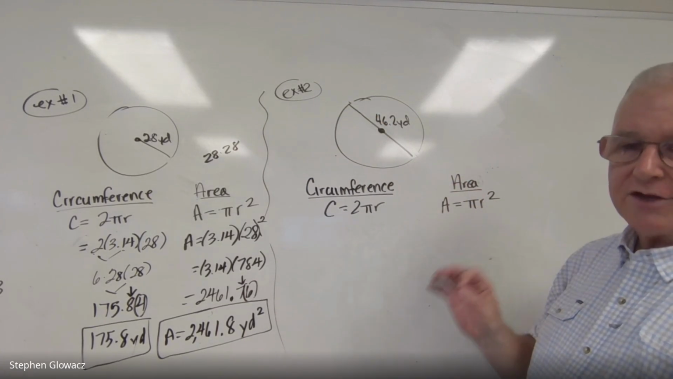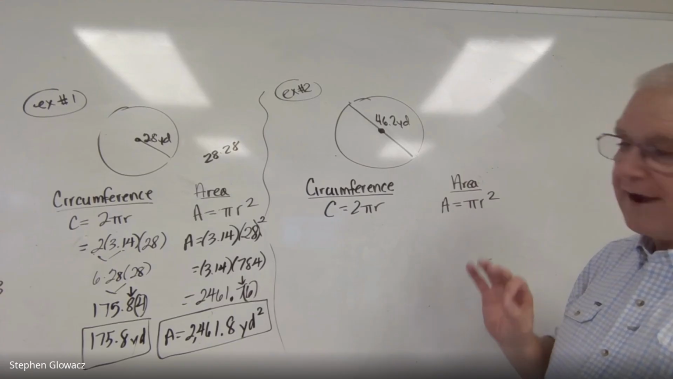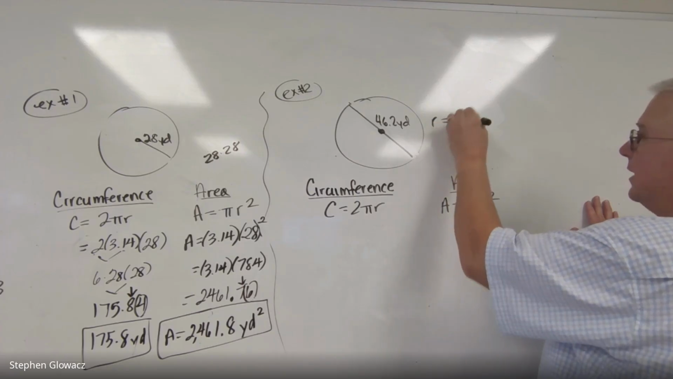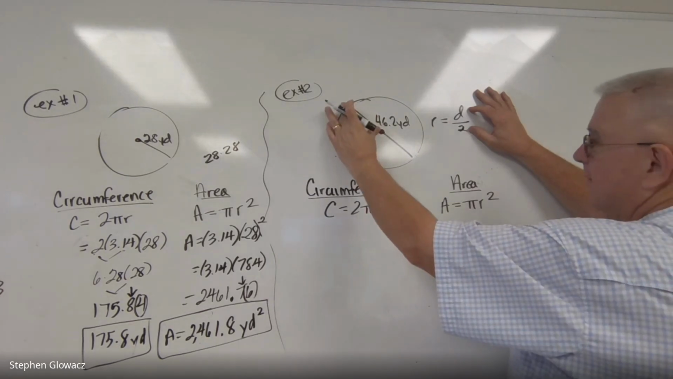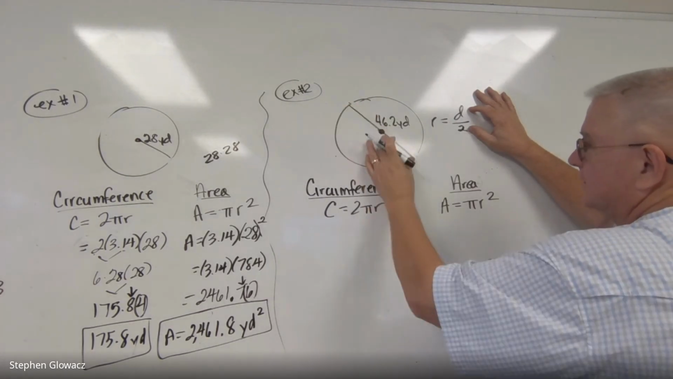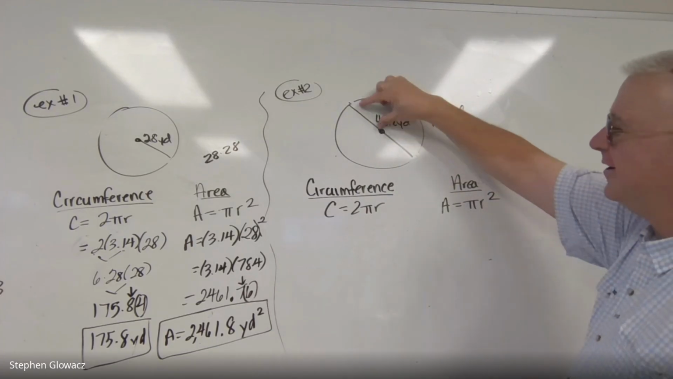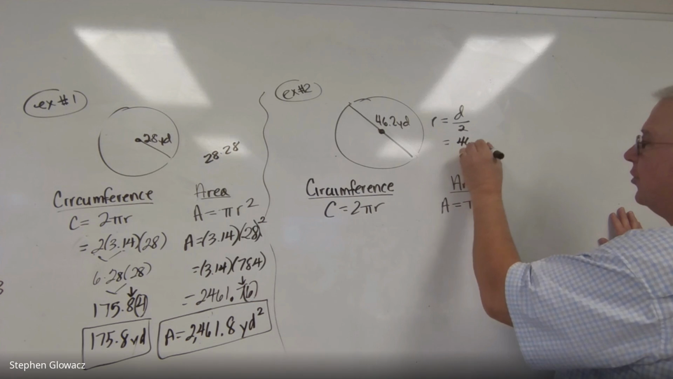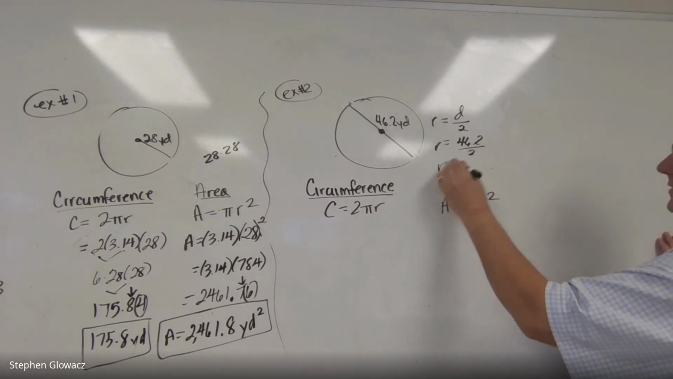So we have an extra step at the beginning. It's a quick one, but it's an important one: to find the radius. Whenever you know the diameter, the radius is just equal to whatever the diameter is divided by 2, because the diameter is made up of 2 radiuses, or 2 radii, however you'd say that. So we've got 46.2 divided by 2, and that gives us 23.1. So our radius is 23.1.